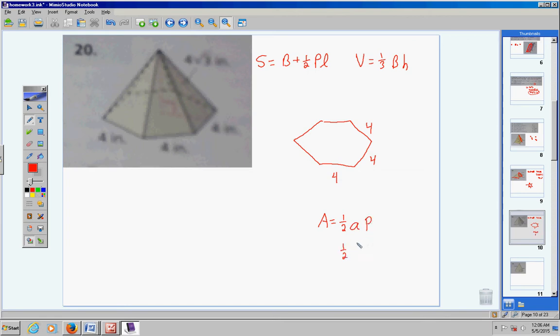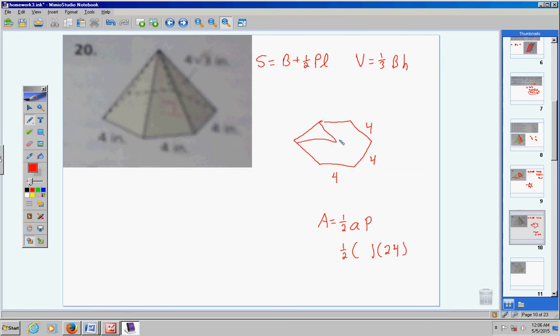Well, guys, we know the perimeter. The perimeter is going to be 4 times 6, 24. Because you got 4, 4, 4, 4, 4, 4. 4 times 6 is 24. Okay, that's pretty obvious there. So the perimeter is easy. However, the apothem is something else. We've got to find that. So please watch what I do.